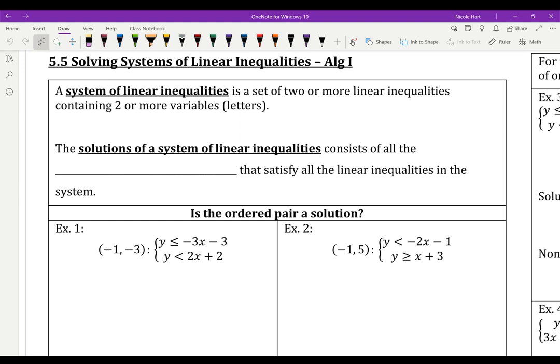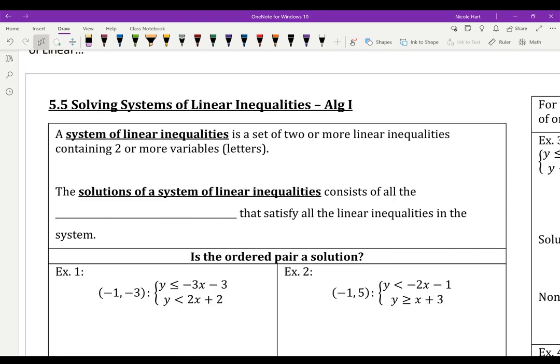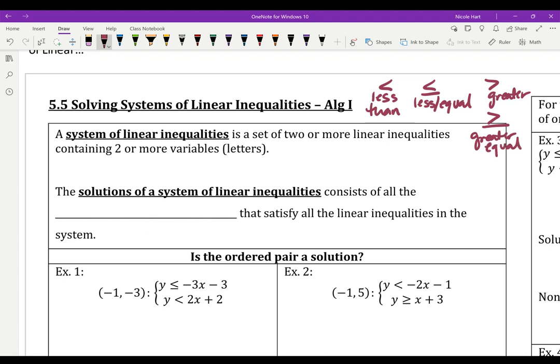So first we have to remember, what is an inequality? Inequalities have the less than symbol. We remember doing this, a less than or equal to. And then we also have the greater than or greater than or equal to symbols. So we did these a few weeks ago.